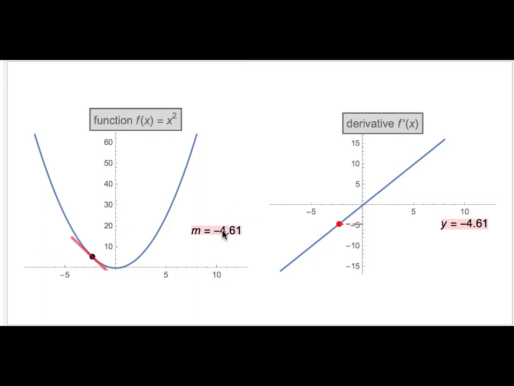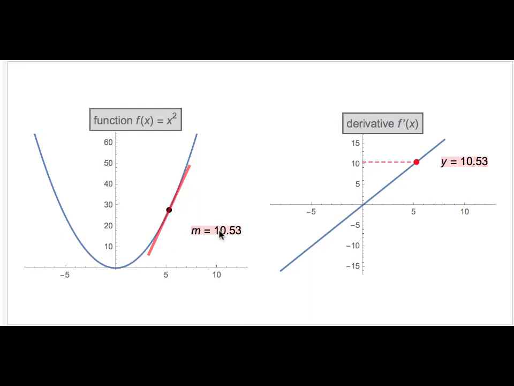Here I have the function x squared. You'll notice the slope of this red tangent line is listed here. On my derivative graph, my y value is the slope of that tangent line, so I'm graphing that function. Now as I move my x point on my function graph, notice how it corresponds to my derivative graph.